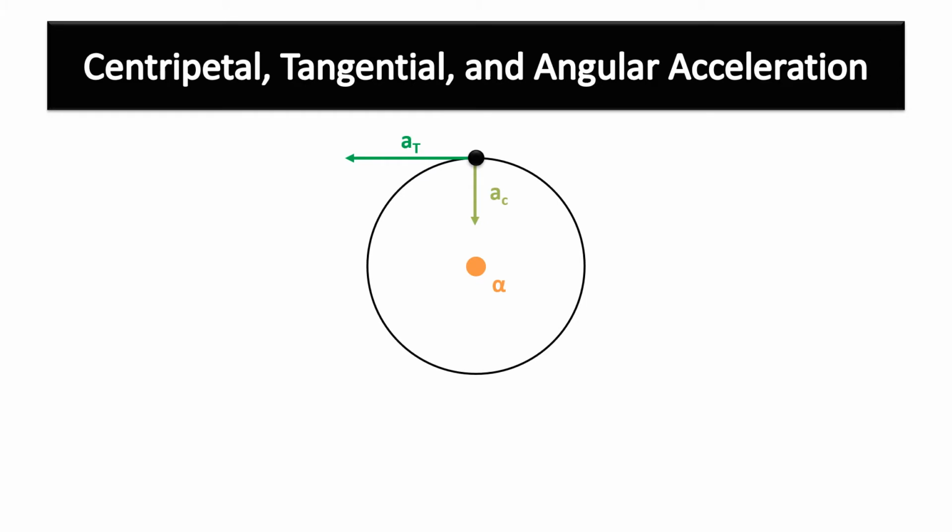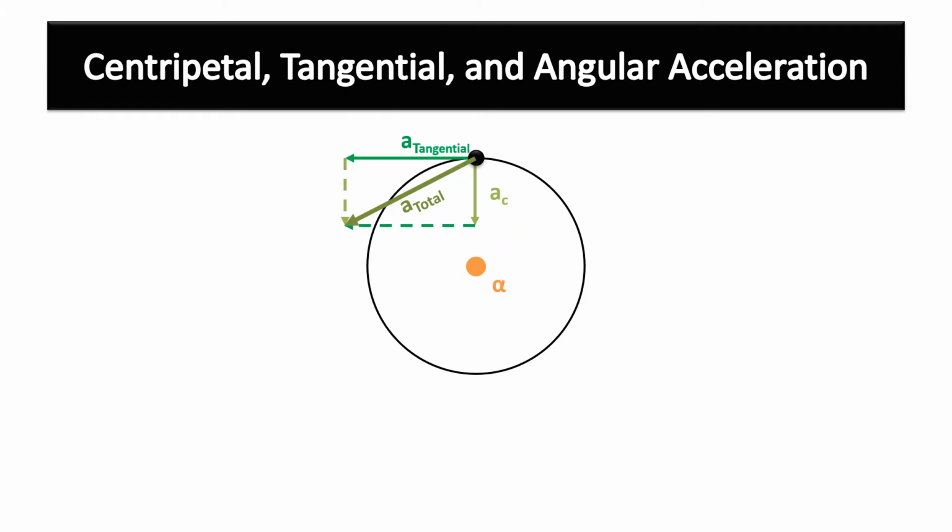So this is, in a nutshell, the direction of the vectors for your tangential acceleration, your centripetal acceleration, and your angular acceleration. It's coming out of the page in this case. So what happens if we try to add these vectors together? What you can do is do the parallelogram rule or add the vectors head to tail, and you get what's called the total acceleration. That's the vector sum of the tangential acceleration and the centripetal acceleration.